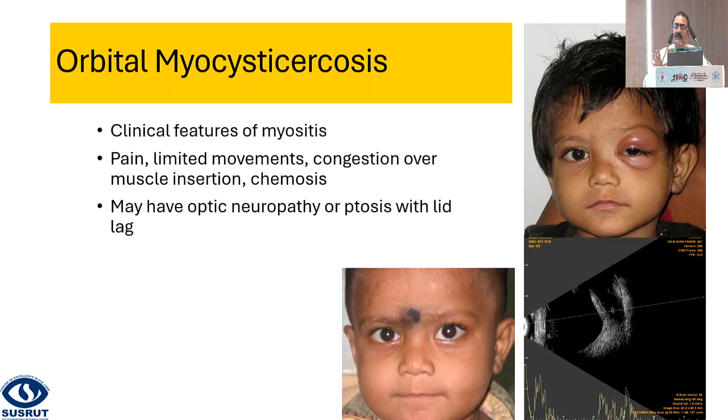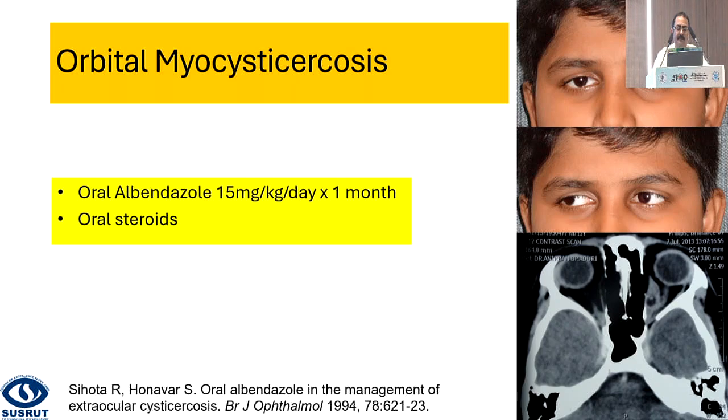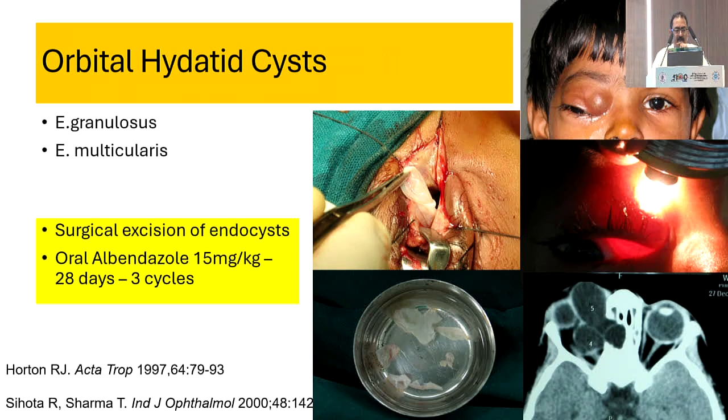Orbital myocysticercosis typically presents with myositis-like features, so the eye does not move in the direction of the muscle involved. You do an ultrasound, you can show a cavity along with a scolex, or a CT scan could show the same. Some of these patients, if it's involving the apex, can have vision loss. And it's important to treat them with both systemic albendazole as well as steroid therapy to reduce the inflammation that comes once the parasite is in its dying stage.